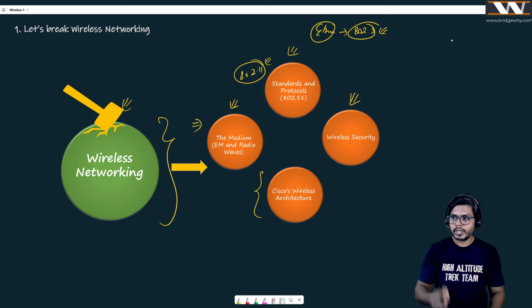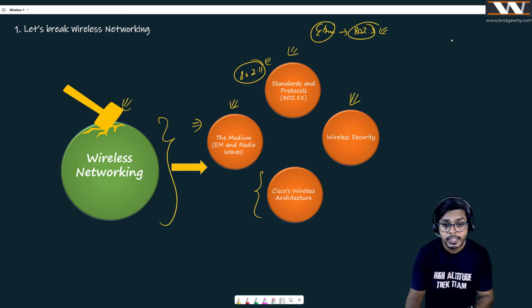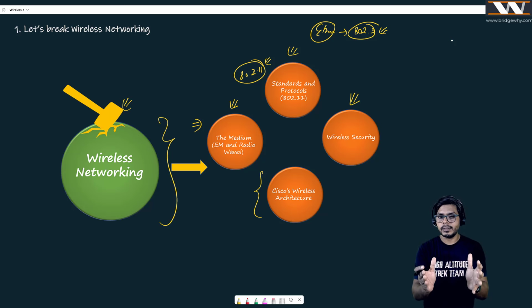So when you break this problem of wireless networking, you are going to get these four pieces, right? We will be understanding these pieces one by one. The medium is going to be the first. Then we'll be talking about standards, wireless security, and Cisco wireless architecture. Once we get all these things, we are going to combine them together to get a complete picture of wireless networking. This is the idea, guys, right?